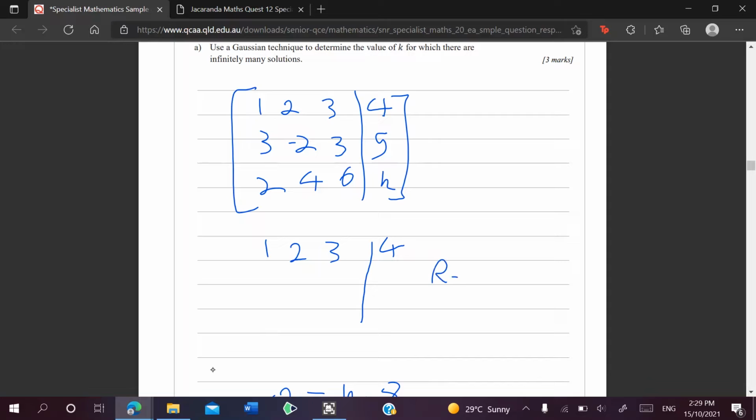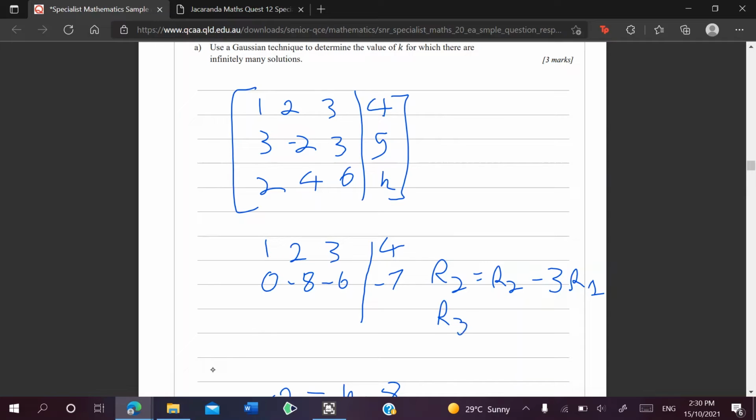Now with row 2, we want that to equal row 2 minus 3 times row 1, as this will cause us to get the 0 that we need just here. And then obviously 3 times 2, 6, minus 2, minus 6, minus 8. Same with the 3's here, that will cause it to be minus 6, and then minus 7 here.